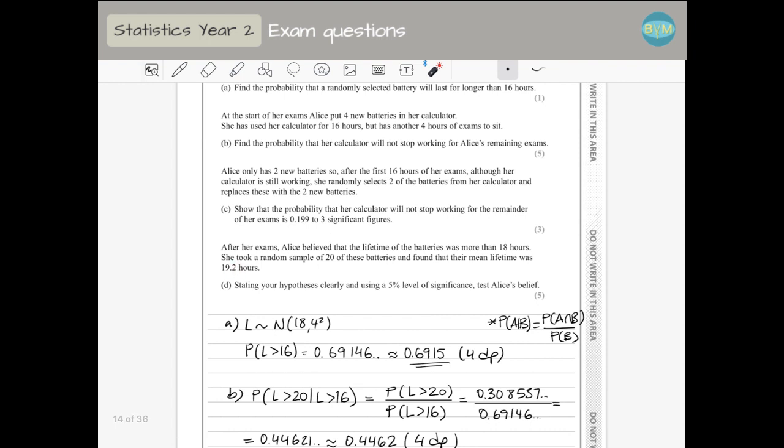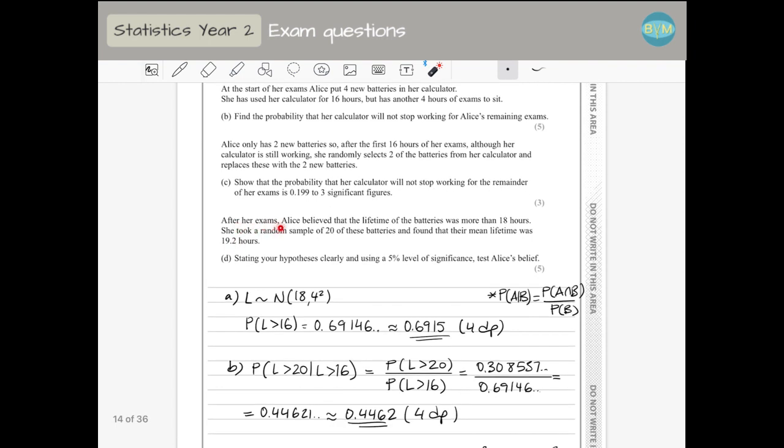Then the last part is a hypothesis test. So it says after her exams, Alice believed that the lifetime of the batteries was more than 18 hours. She took a random sample of 20 of these batteries and found their mean lifetime was 19.2. Stating your hypothesis clearly and using 5% significance level, test Alice's belief.